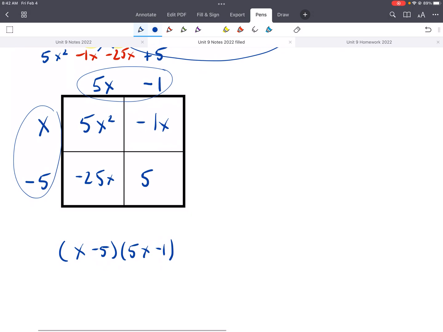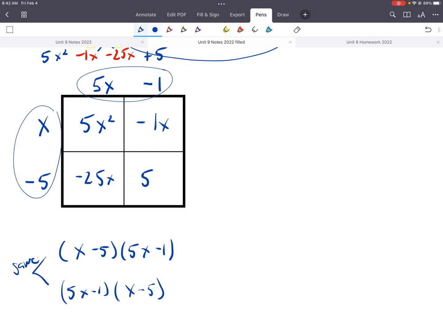I haven't mentioned this, and I probably should have mentioned this in the past, it doesn't matter which parenthesis or which binomial goes first or last. So if you wrote it like that, that's great. If you wrote it like this, that's just as good. So these are the same.